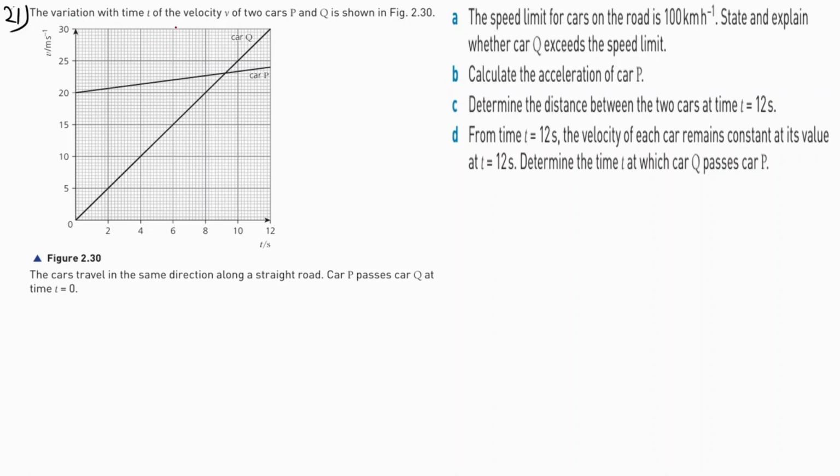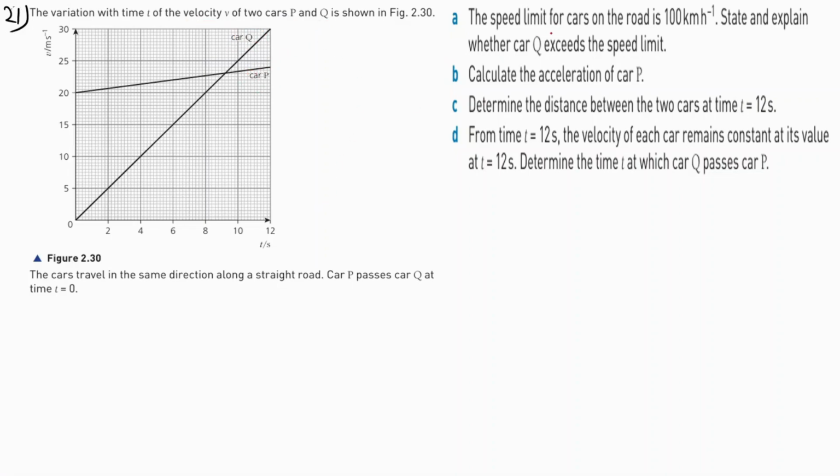A variation with time t of velocity v of two cars P and Q is shown in figure 2.3. Here, the graph shows velocity versus time. In this graph, we have the velocity versus time graphs of car Q and car P.